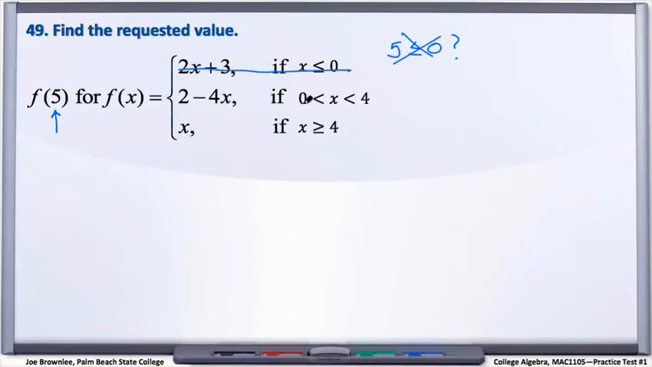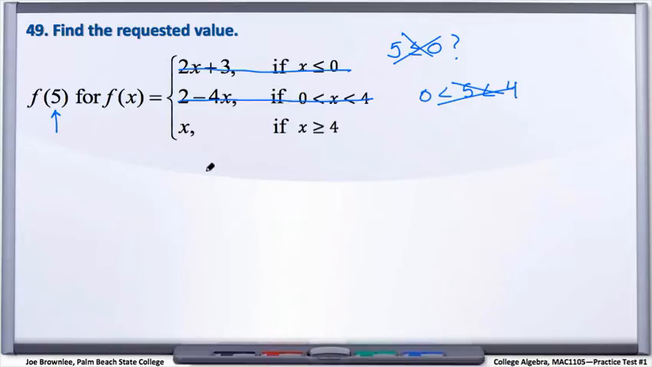And so we can go ahead and eliminate that first piece. Here, the second piece, 2 minus 4x, is only to be used when x is between 0 and 4. Is this a true statement? Is 5 less than 4 but greater than 0? Well, 5 is definitely greater than 0, right? But it is not less than 4. So this is also a false statement, and so we can eliminate this second piece of the piecewise function.